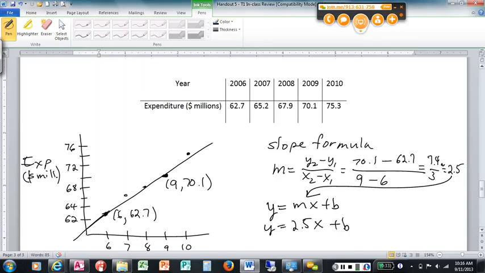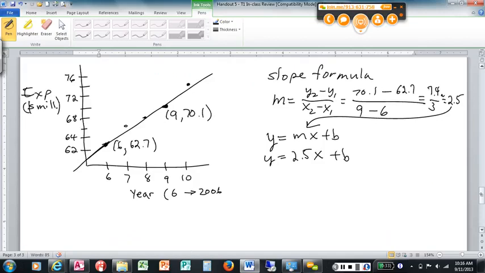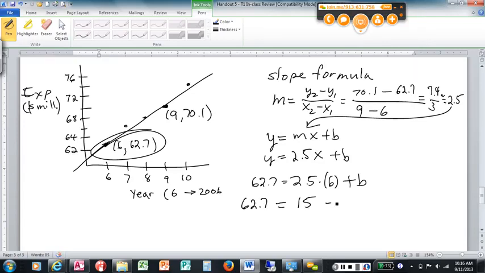Now I need to find out what b is. Well, I can use my 6 for x and 62.7 for y there. Is that okay? So it would be 2.5 times 6, which is 15. So 62.7 equals 15 plus b. Subtract the 15, and we have our b: 47.7.